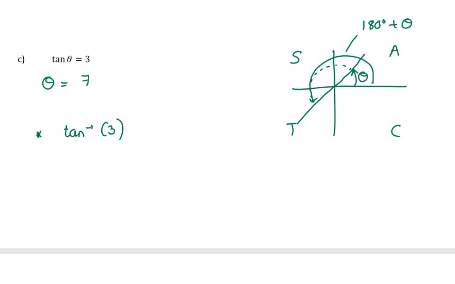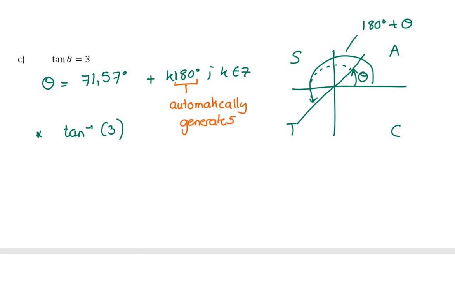So I simply find that, which is 71,57 degrees, and then you just write plus k 180. K is an element of integers. Because actually, what is the second solution if I just add 180? So I would get 251,57. That would be the second. So this automatically generates your second solution within that first 360 degrees. So tan, definitely my favorite, because it's literally just shift tan of the ratio and then plus k 180.